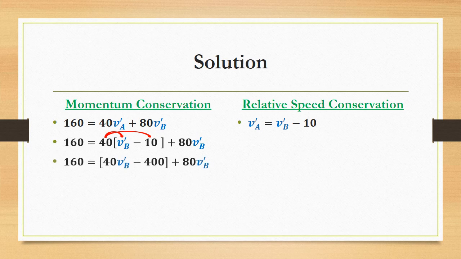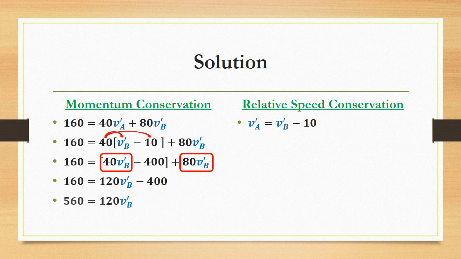And we have some common terms here. We can combine these to be 120 v prime b. Then we can add the positive 400 to both sides, so it'll be eliminated on the right side, negative 400 plus 400, and the left side becomes 560. Divide both sides by 120, and you get your final velocity of the child that was initially moving to the left, and note that his final velocity is positive. Literally, that means that we move to the right. We have a physical significance to the sign of the answer.